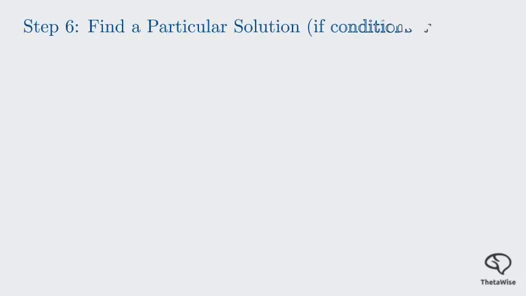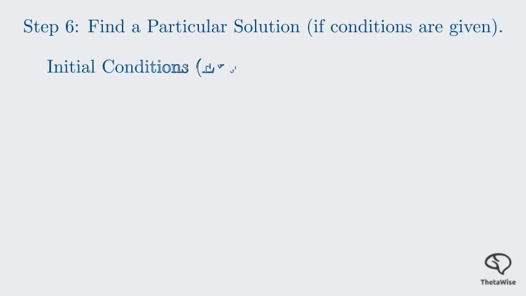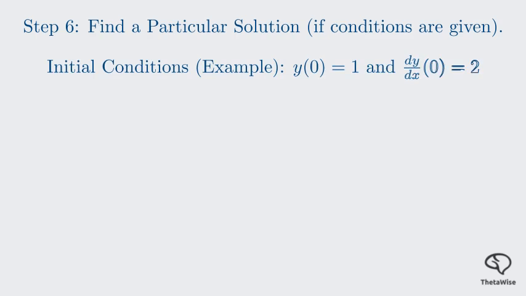There is one final step you might need to take, and that is to find a particular solution. This happens when the problem gives you extra information, which we call initial or boundary conditions. These conditions allow us to move from the general solution, with its arbitrary constants a and b, to a single specific solution. A typical set of conditions for a second-order equation might look like this: y(0) = 1, and y'(0) = 2. The first condition tells you the value of the function y at x equals 0. The second condition tells you the value of its derivative, dy/dx, at the same point.